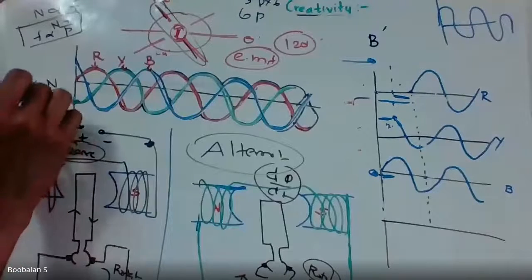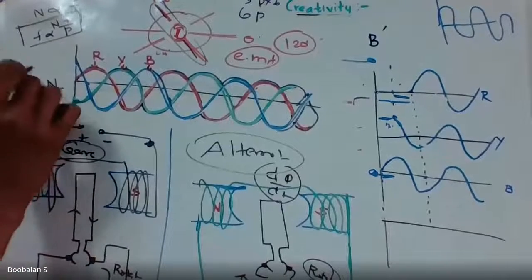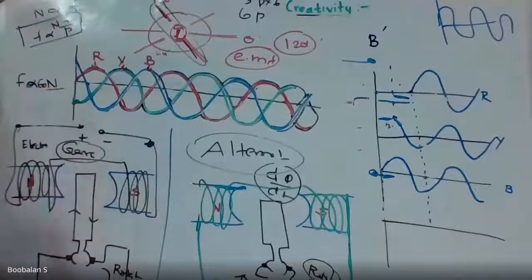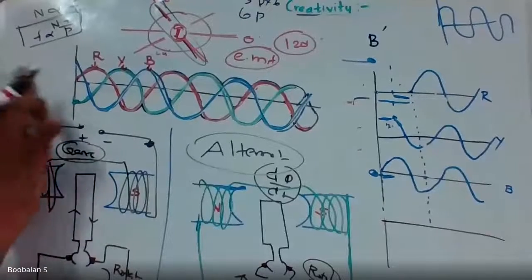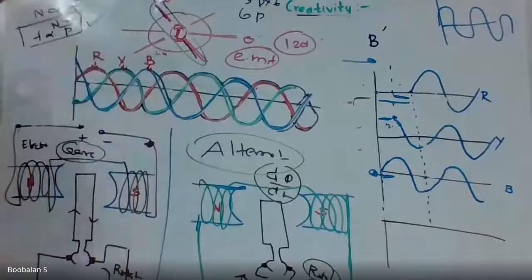So now 60 will become my numerator. So 60 N, right? It will be like this. So in three phase, we'll have a common notation: F is directly proportional to N by P. I'm just going to wind it up here. Let me make it fast, and we'll move into the next topic.